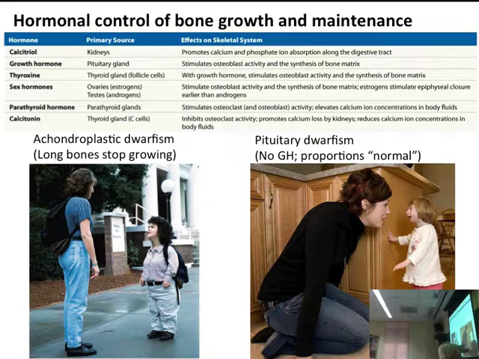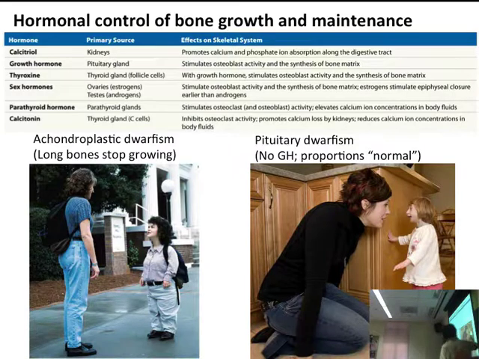Here are 2 different types of endocrine pathologies associated with bone growth. This is achondroplastic dwarfism. The long bones just stop growing. Her face looks the same as the other person's, and her torso does, but her axial skeleton just did not follow the rest of her body. All right, much more common.